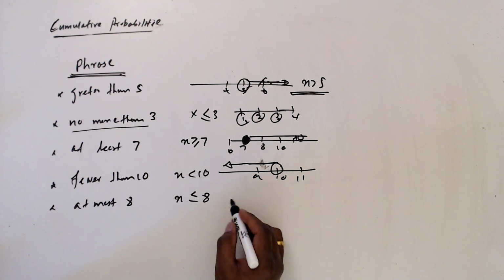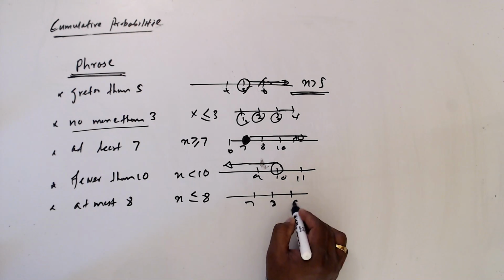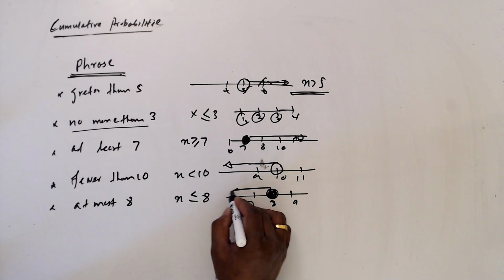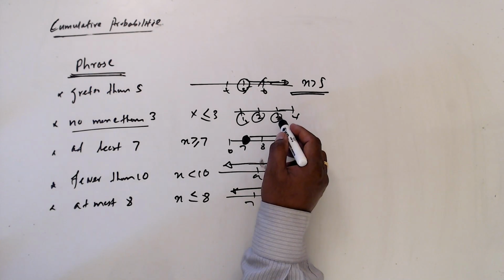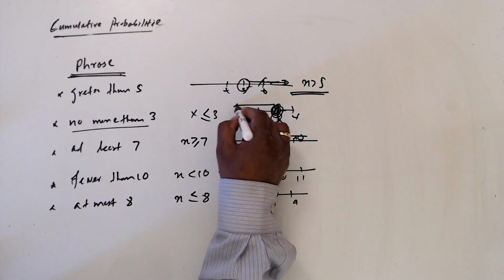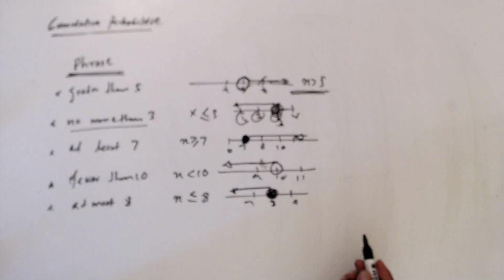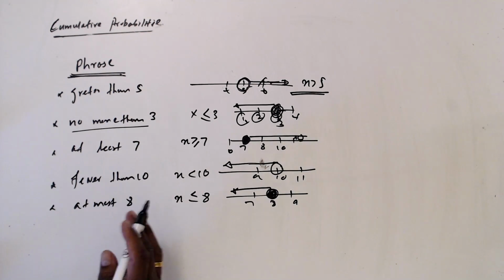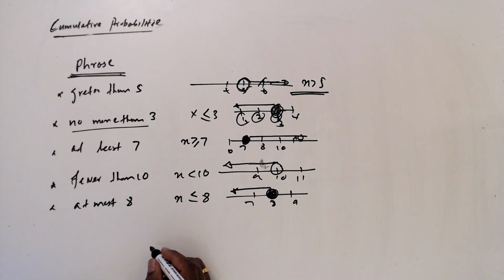So this is 7, 8, 9. Then this is going to be dark. x less than or equal to 3 means dark, and greater than 5 means the empty circle. So you need to know this idea: greater than 5, no more than 3, at least 7.